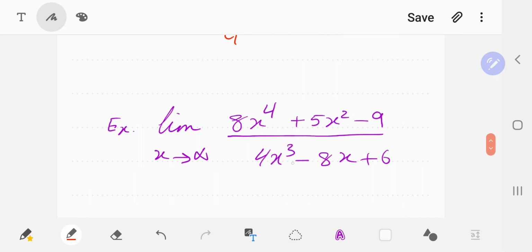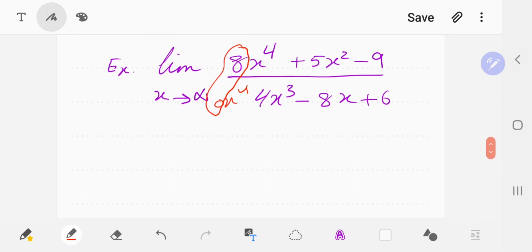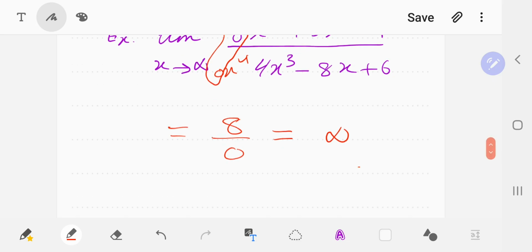Okay, what about this case? 8x to the power of 4 over 4x cubed. Now again, the highest power is x to the power of 4. So here we have 0x to the power of 4 in the denominator. So the coefficients are 8 over 0. So the answer in this case will be 8 over 0. And as I showed in a different video, a number divided by 0 will always be equal to either infinity or negative infinity. So in this case, we have infinity. Actually, this is a very special case, and I'm going to talk about it in detail in a separate video.